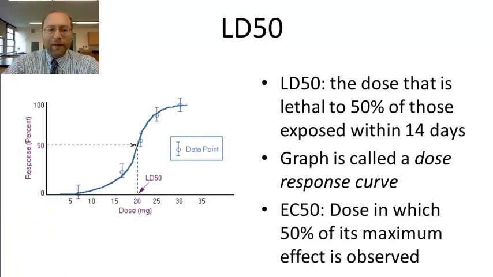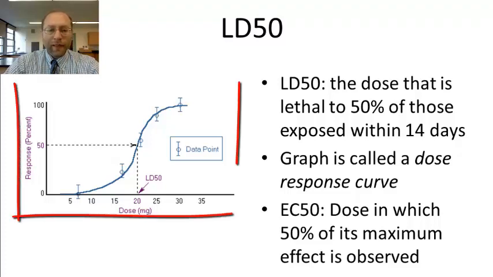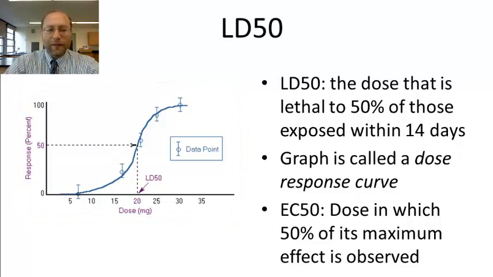One way of comparing the effects of different toxins is the LD50. And the LD50 is the dose that is lethal to half of those exposed within 14 days. And the graph you see here is called a dose response curve. And what's marked off there is the point of LD50. So for that particular drug, the LD50 is 20 milligrams. Another one is EC50, and that's the dose at which 50% of the maximum effect is observed.